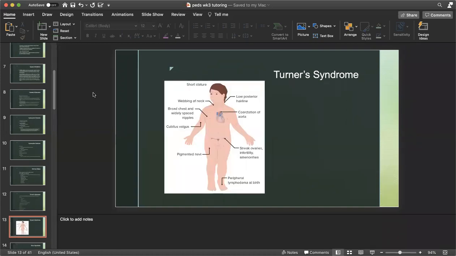And then this is just an example of how they could present. I'll give you guys a second to look at it. As you can see, the webbing of the neck and the low hairline in the back. And then they'll also have cardiac problems, but I'll go over that next week because y'all haven't talked about that yet. So we'll hit all the cardiac stuff next week.